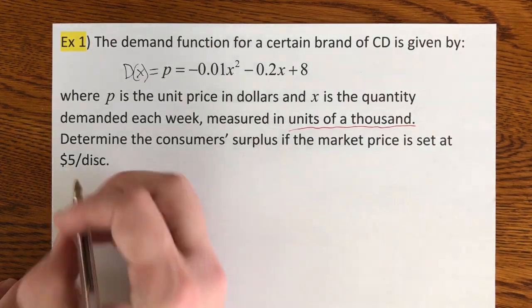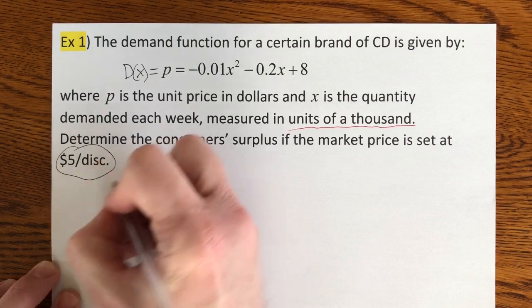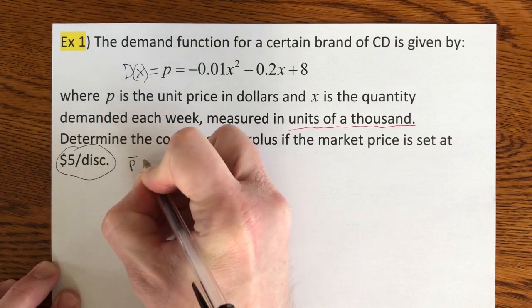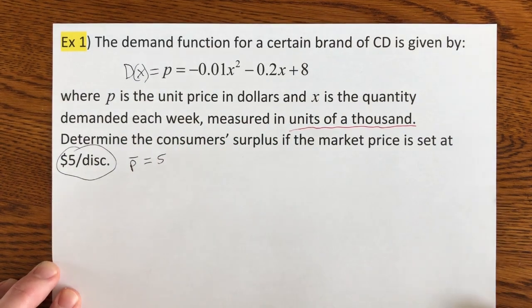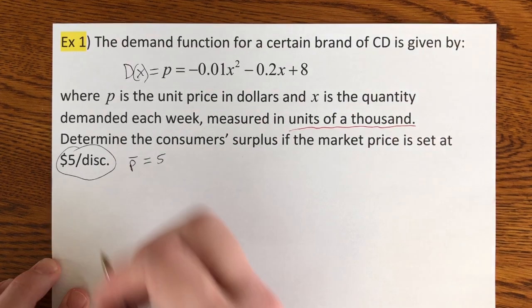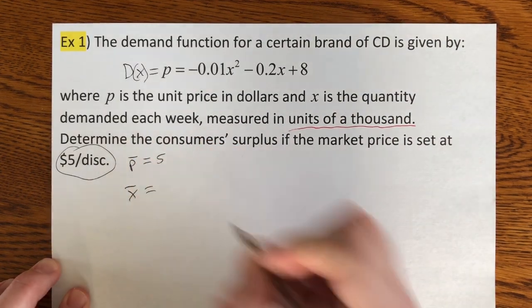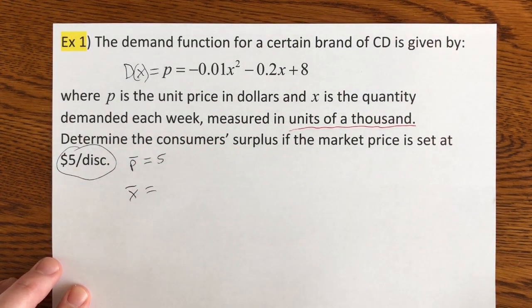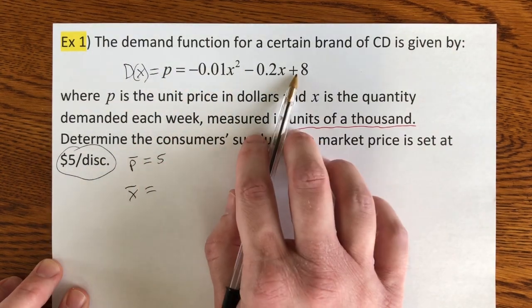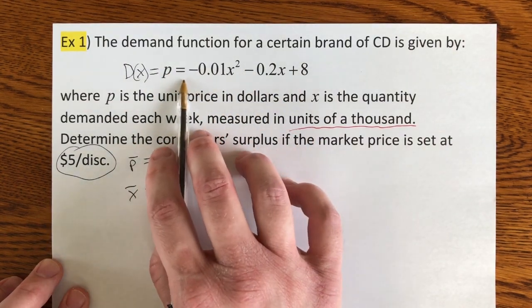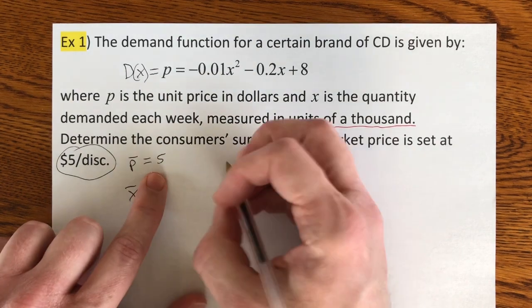Okay, so what this is telling us is that P bar is going to be equal to 5. How in the world are we going to determine what X bar is equal to? Well, we have to set up an equation and then solve that equation for X. So let's go ahead and see if we can do that now. Here is the equation I'm talking about. So using substitution, we're going to replace this P with 5.